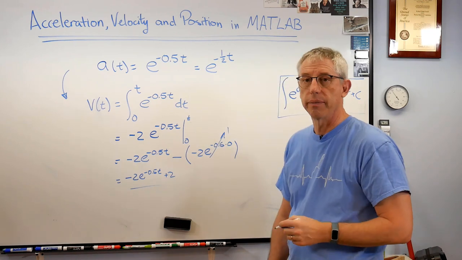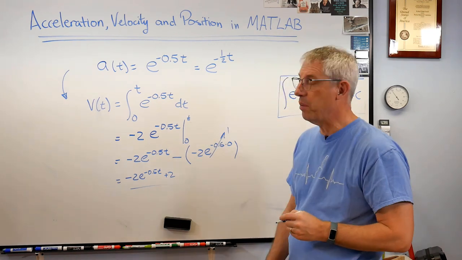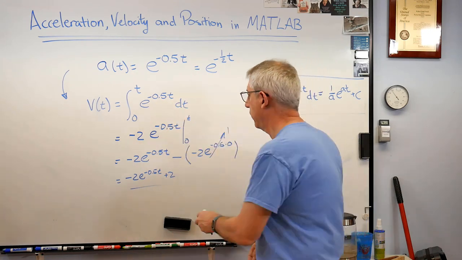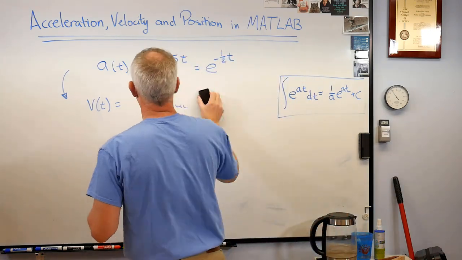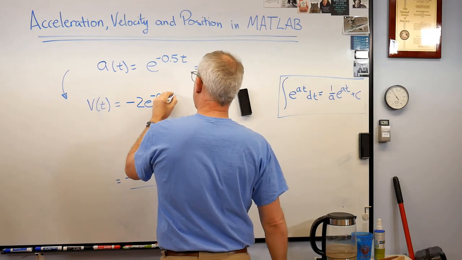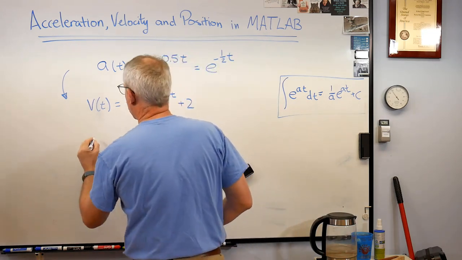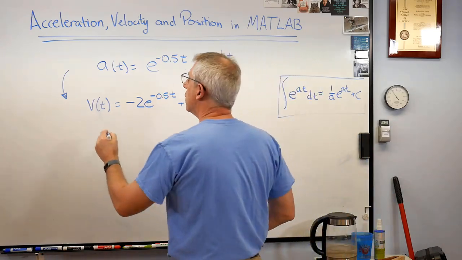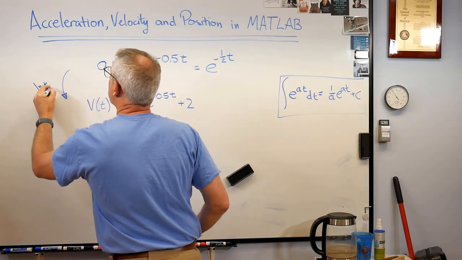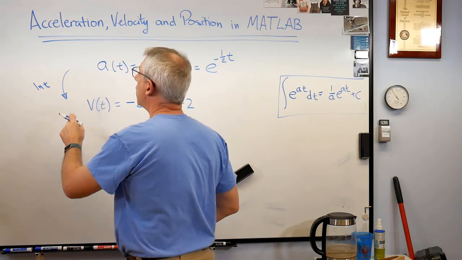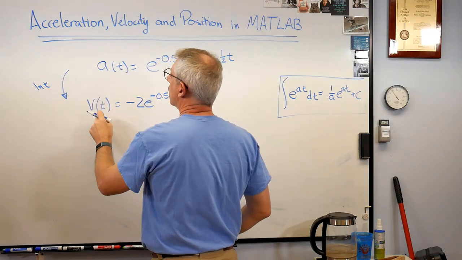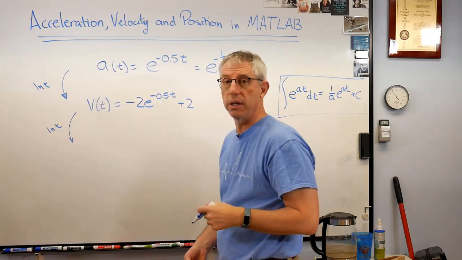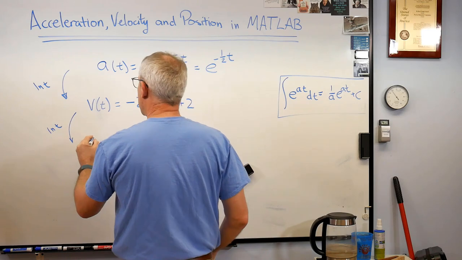Now, I'm going to run out of room on this board, even though it's a pretty big board. Let's take this and put it right there. Now, we're going to calculate position the exact same way. We had to integrate to go from acceleration to velocity. I'm going to integrate again to go from velocity to position. This is just basic dynamics.